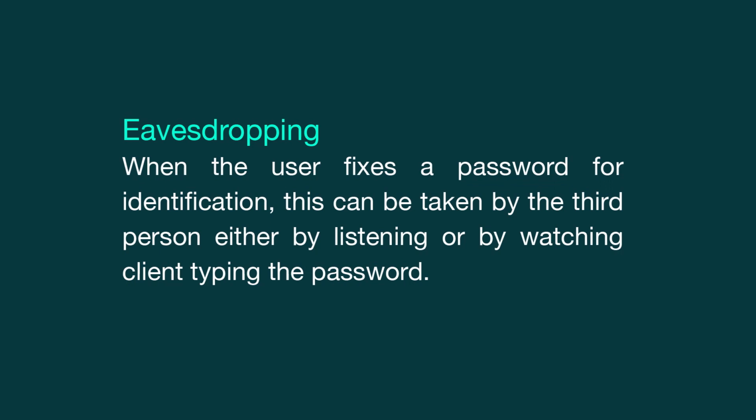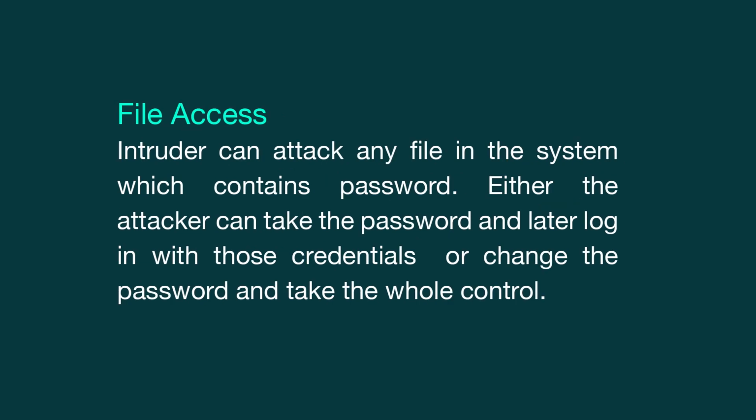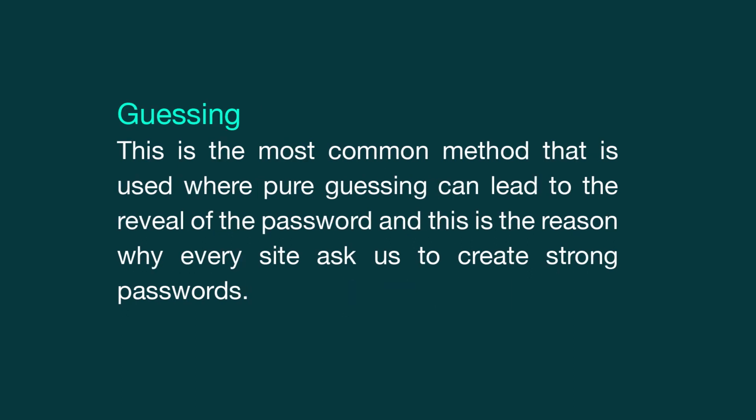Eavesdropping. When the user fixes a password for identification, this can be taken by a third person either by listening or by watching the client typing the password. File access. An intruder can attack any file in the system which contains passwords. Either the attacker can take the password and later log in with those credentials, or change the password and take whole control. Guessing. This is the most common method that is used, where pure guessing can lead to the reveal of the password, and this is the reason why every site asks us to create strong passwords.